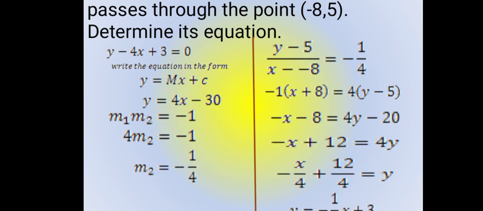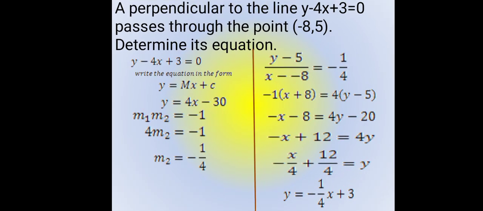We cross multiply, and what we find is the line we have been told is perpendicular to y minus 4x plus 3 is equal to 0. You can see that line is y is equal to negative a quarter x plus 3. I've written it in the form of y is equal to mx plus c.